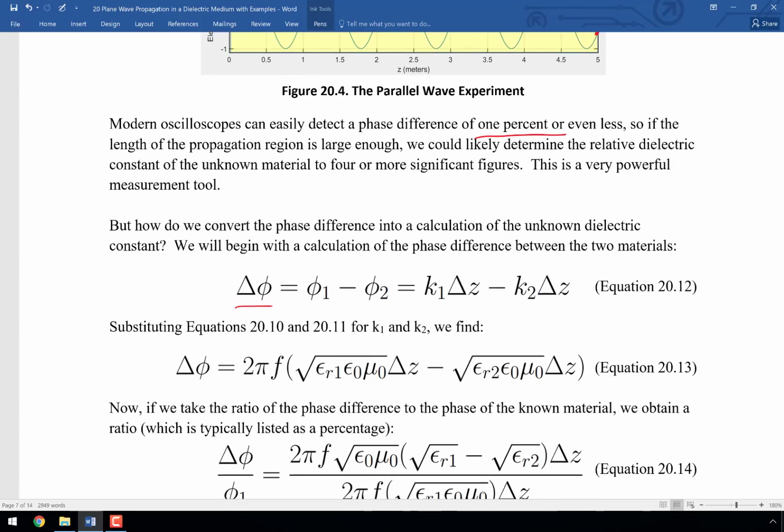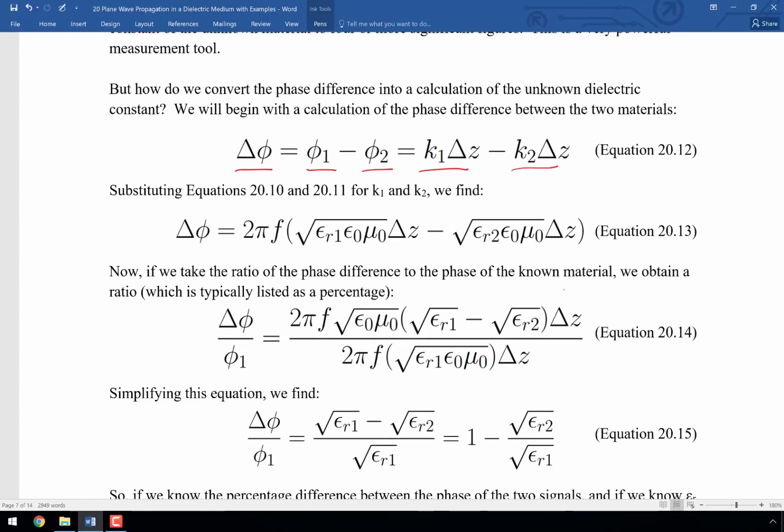So we know that the phase difference, which might be 1 degree, 2 degrees, 3 degrees, something like that, is going to be equal to phi sub 1 minus phi sub 2. Phi, the wave phase in the first material, minus the phase in the second material. And the phase in the first material is K1 delta Z, and the phase in the second material is K2 delta Z. Well, we had equations for K1 and K2, and so we've substituted those. So here you see 2 pi f times the square root times delta Z. Everything except the delta Z is part of K, and there's K1, and then there's a 2 pi f in the second term as well. So K1 times delta Z minus K2 times delta Z.